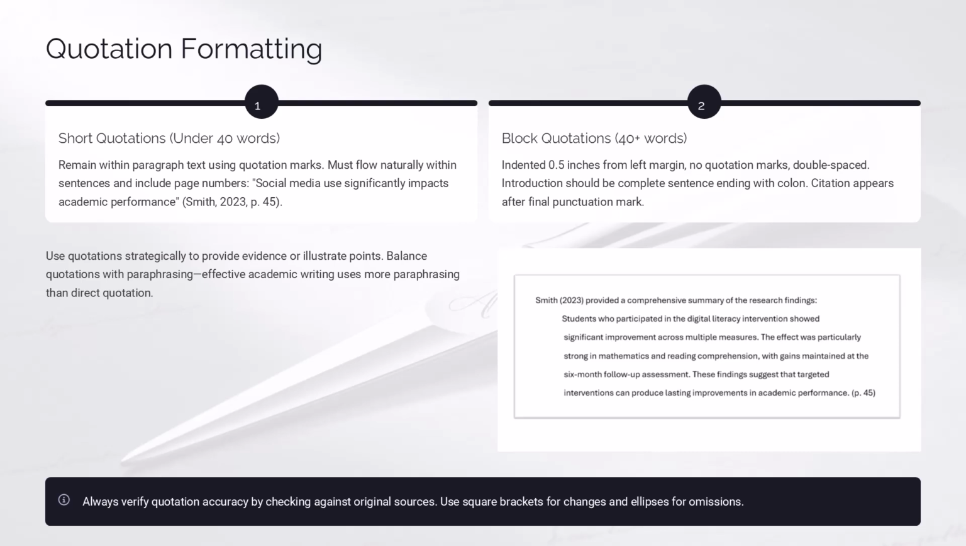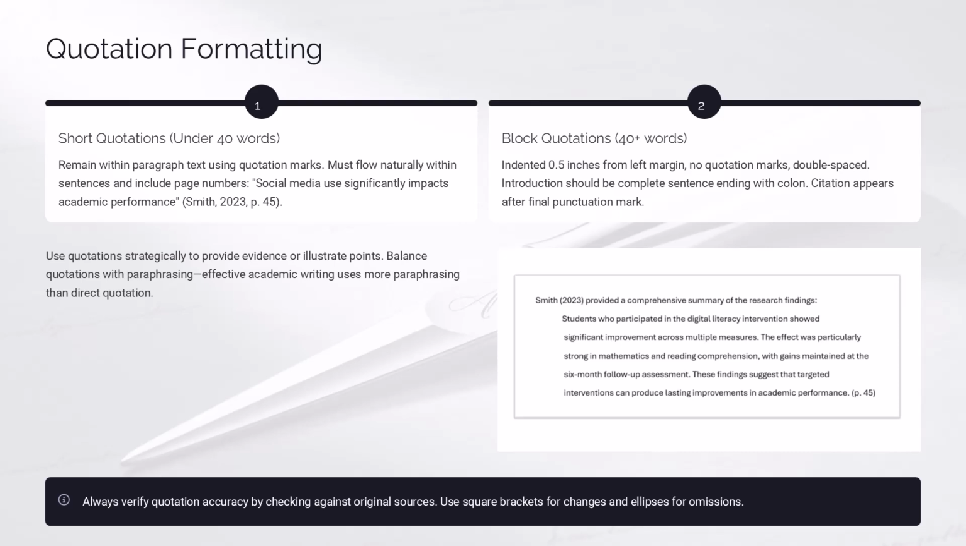The introduction to a block quotation should be a complete sentence ending with a colon. This introduction provides context for the quotation and helps readers understand its relevance to your argument. In block quotations, the citation appears after the final punctuation mark, unlike short quotations where the citation precedes the final punctuation. This placement reflects the block quotation status as a separate indented element rather than integrated text.